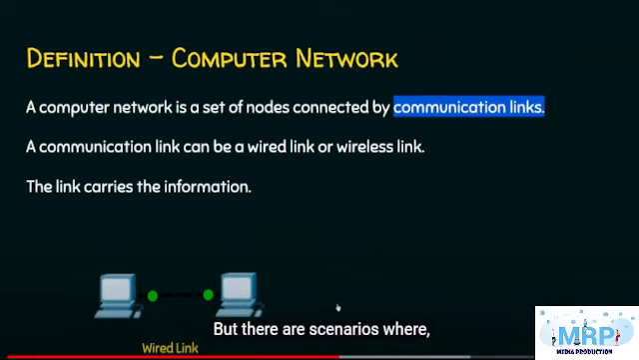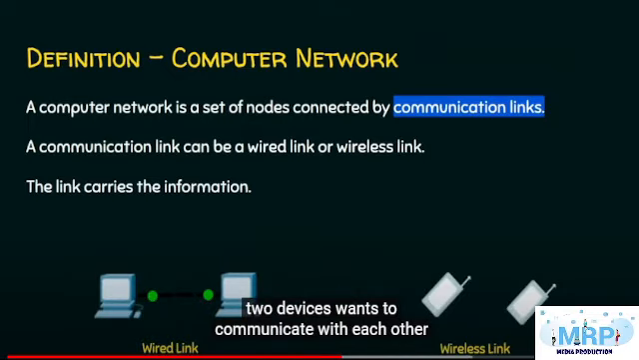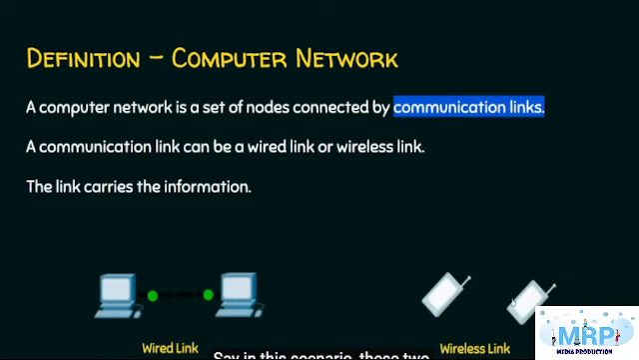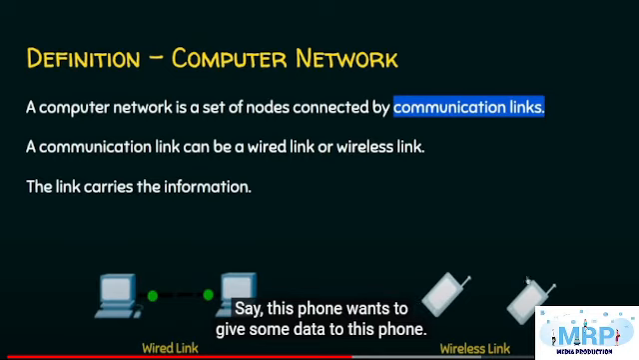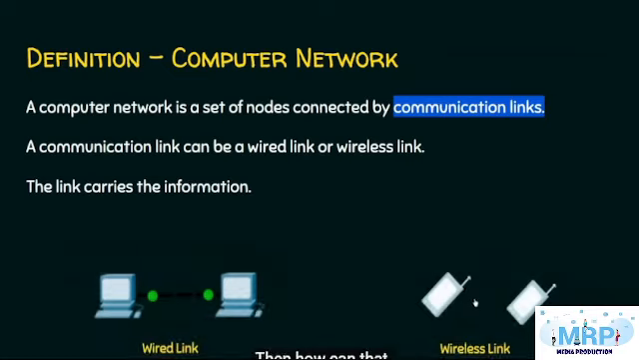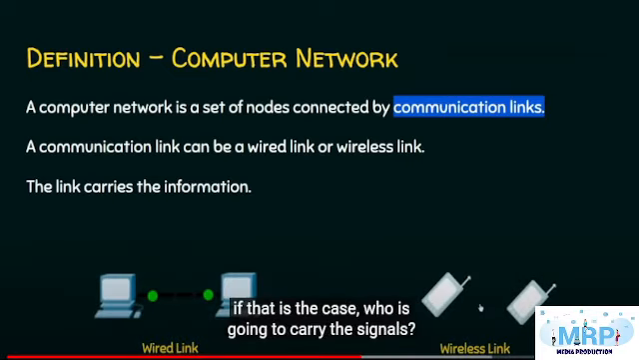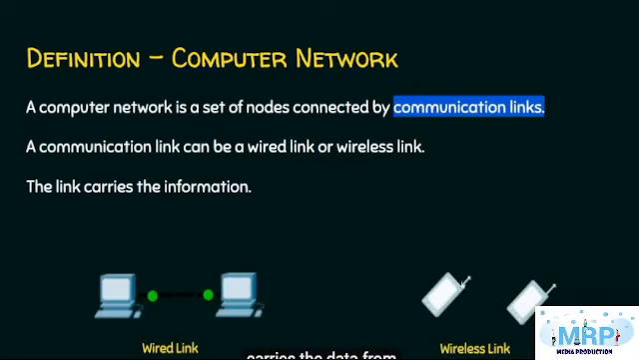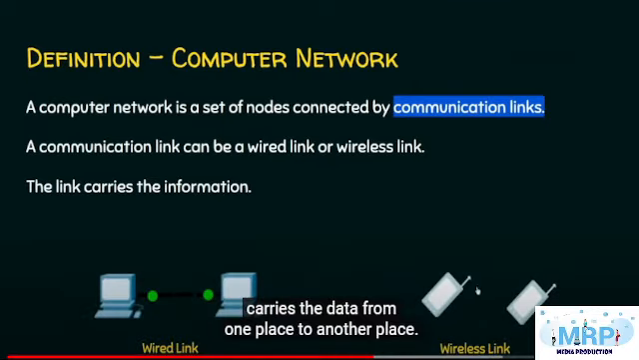But there are scenarios where two devices want to communicate with each other, but not with the help of cables. Say in this scenario, these two smartphones want to exchange data. Say this phone wants to give some data to this phone. In this case, there is no physical connectivity. Then how can that communication be established? This is possible through wireless technologies. If that is the case, who is going to carry the signals? Obviously, air is going to carry the data. So here, air is the link that carries the data from one place to another place.